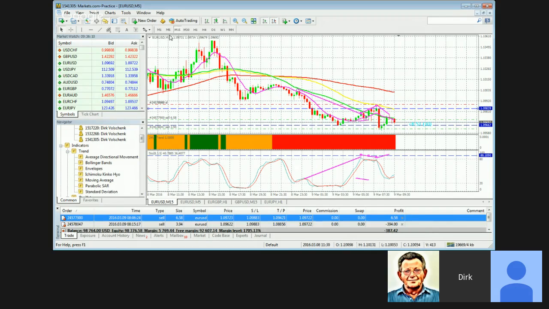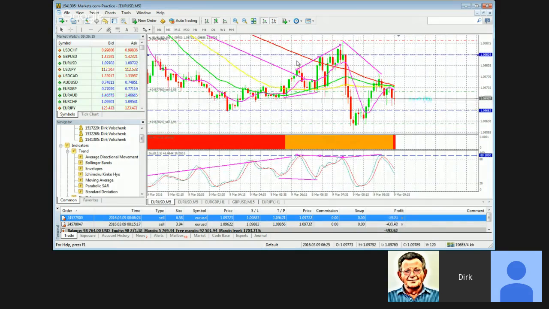Okay, so it's still struggling to push. Had the new candle form on the 5 minute. Let's see what that's done. Okay, gone lower. It's good.